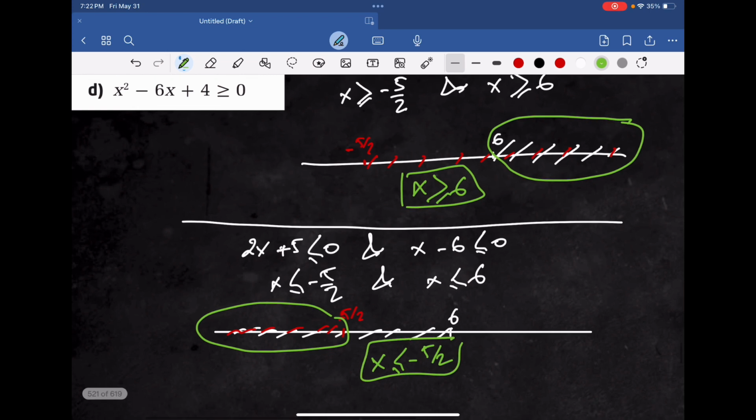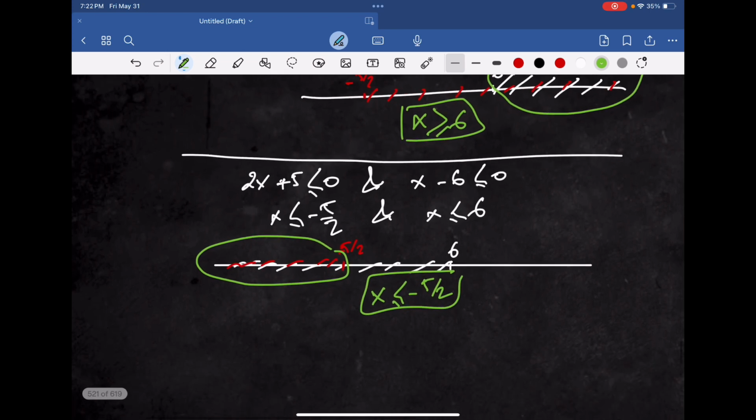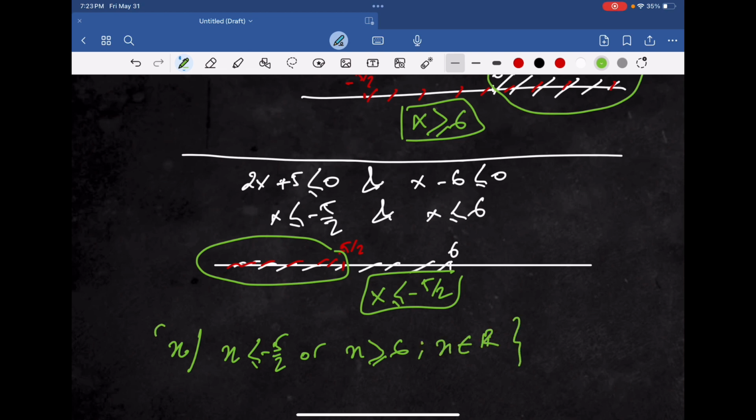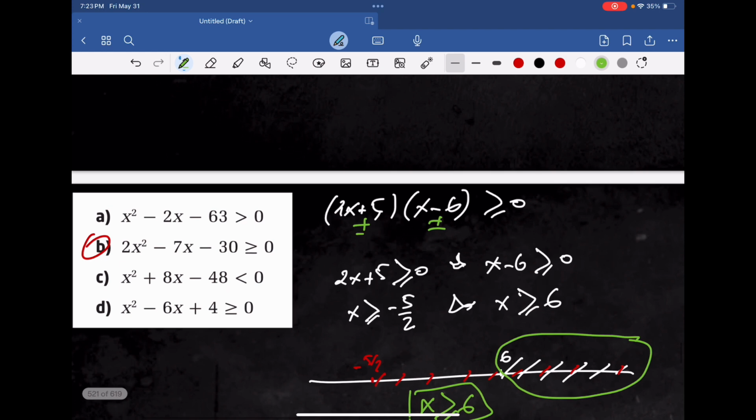So the complete answer will be x such that x is less or equal than minus 5 over 2, or x is greater or equal than 6, and x is in R. So this is the answer for this question. For the other ones, it is the same thing. You just follow the same strategy and you will solve all of them.